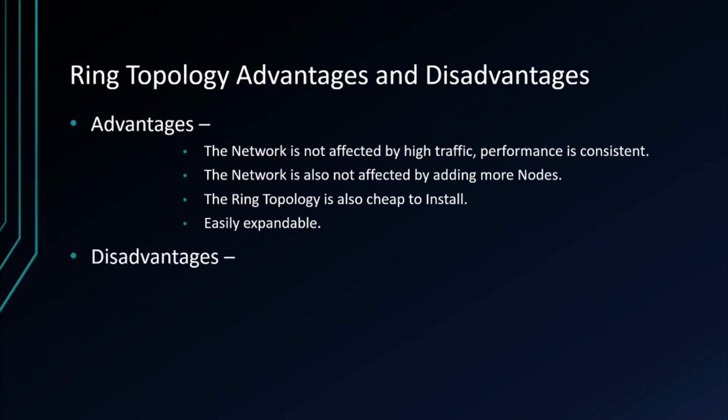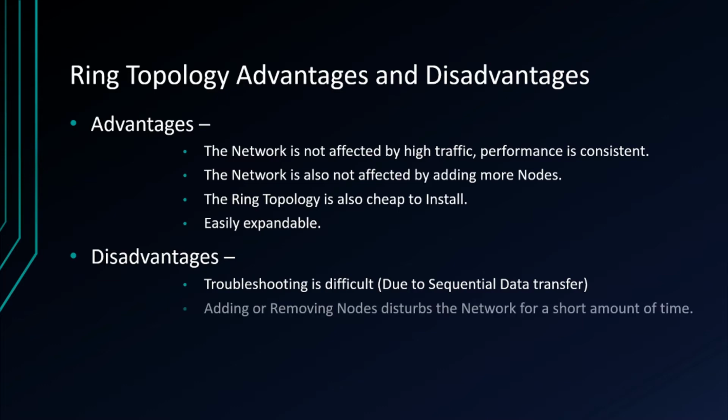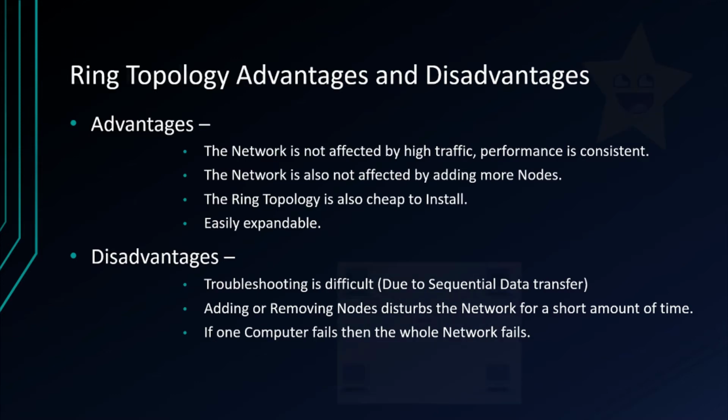With disadvantages, troubleshooting is difficult due to the sequential data transfer. As all the data is passed through, it can be difficult to see where a problem is in which node. Adding or removing nodes disturbs the network for a short amount of time. This could be a problem on a network that has to be consistently run, as disruptions aren't very good. If one computer fails, then the whole network fails, similar to the bus topology. This isn't obviously something you want to go wrong with your network.